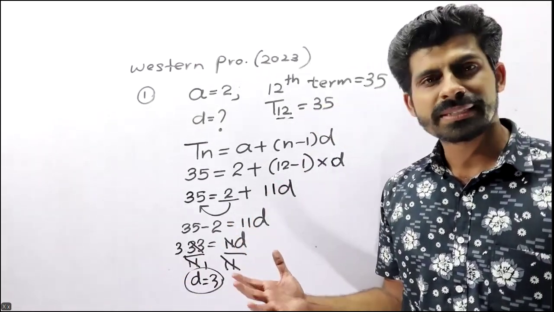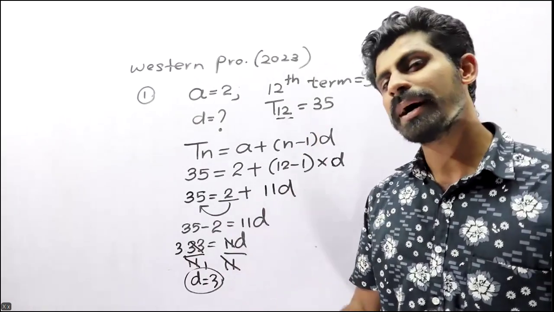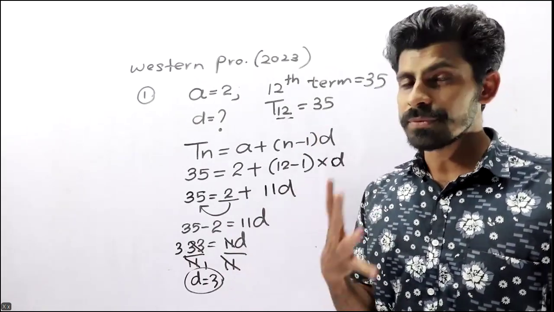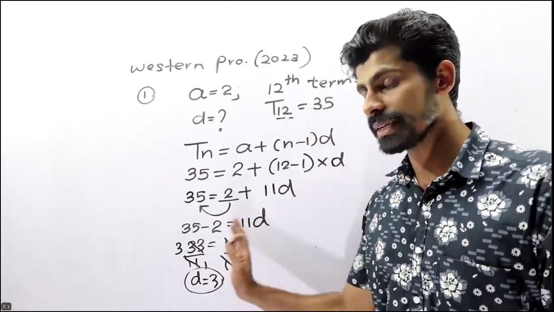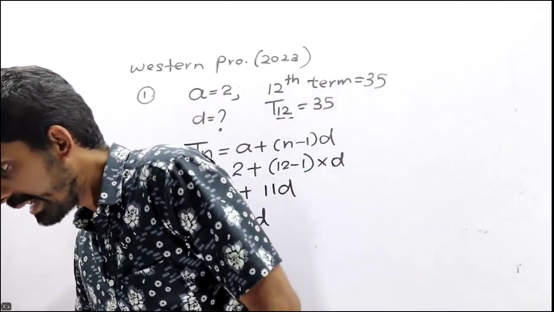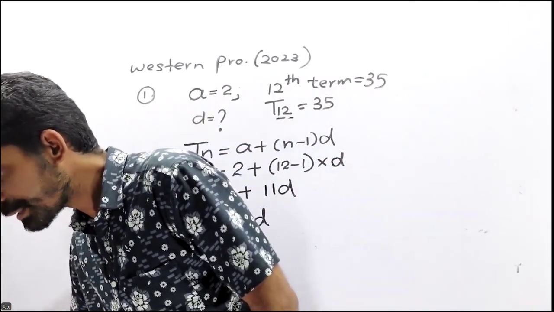How easy those questions are, so you can get the full marks. Try to do this one. d equals 3. Right, let's quickly move to the next part.